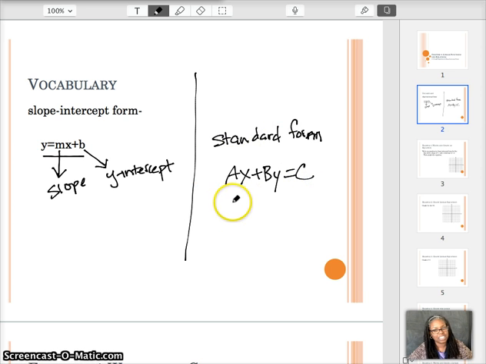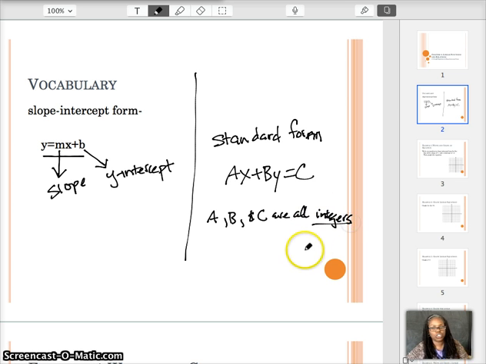Specifically, our text describes it like this, and I think most texts do, where a, b, and c are all integers. Do we remember what integers are? Integers are negative and positive whole numbers. So we're not talking about fractions as a, b, and c. We want whole numbers. They can be negative or positive.